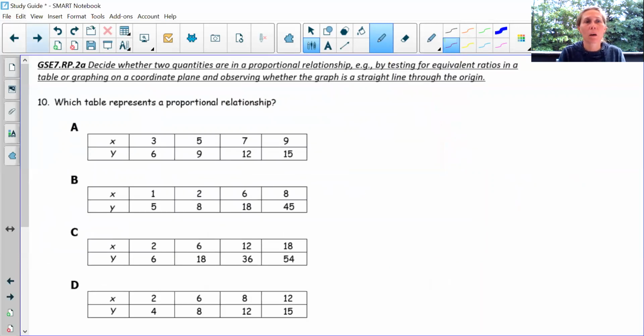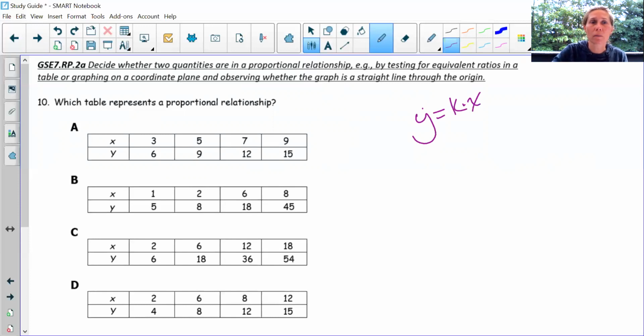Number 10. Which table represents a proportional relationship? Proportional relationship, remember, proportion or direct variation is always Y equals KX. That means you're multiplying by something. You always multiply. You never add, right? And if you're dividing, it's actually multiplying by a fraction. But every time we have to multiply by the same exact thing.